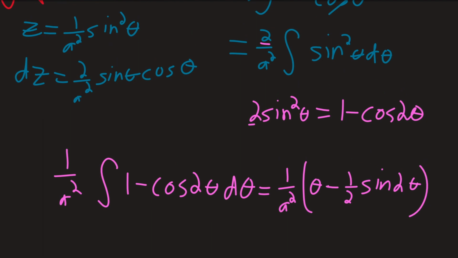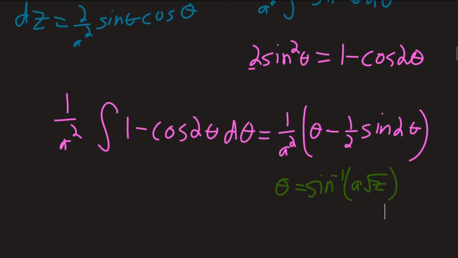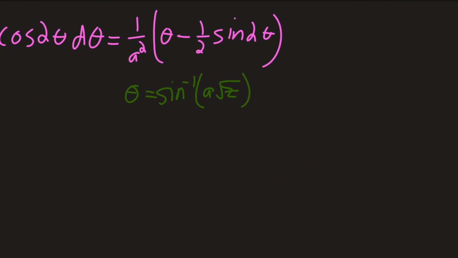We said that z was equal to 1 over a squared sine squared theta, meaning that our theta is actually just equal to inverse sine of a times the square root of z. And as such, we can plug this in and find that we have 1 over a squared. That thankfully does not change. Theta is just sine inverse of a square root of z. So nothing too crazy there.